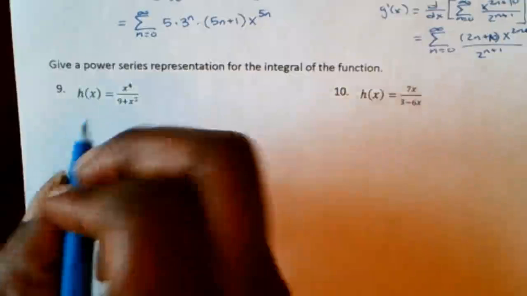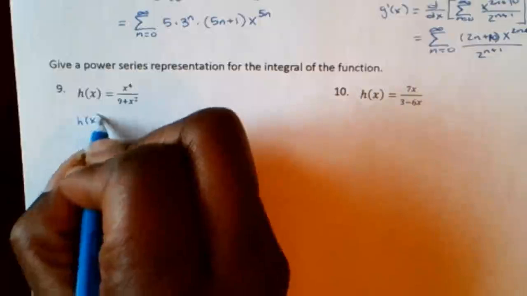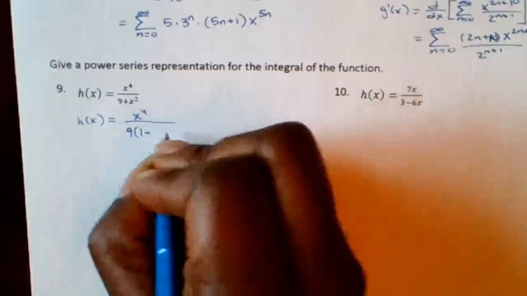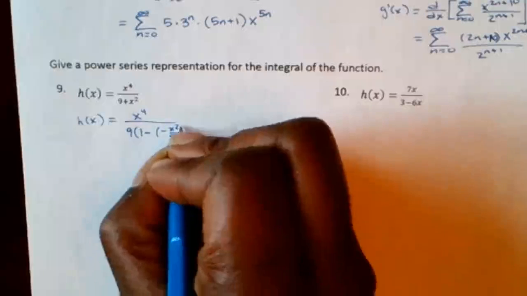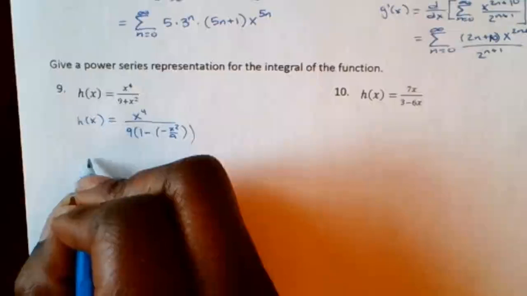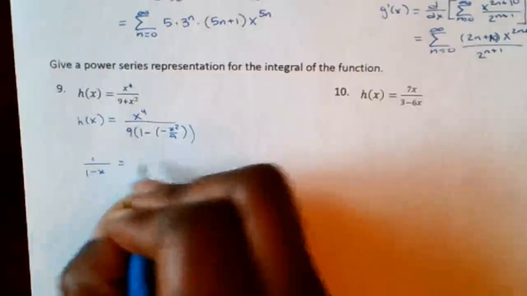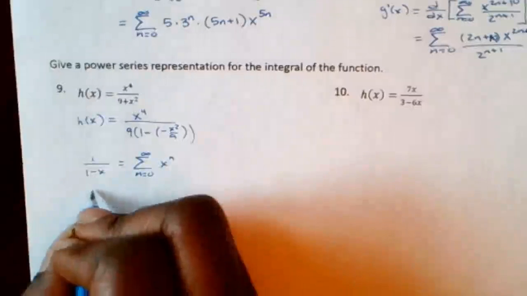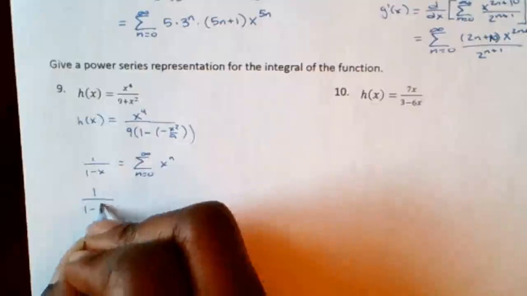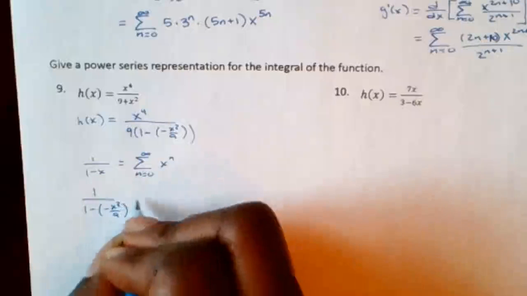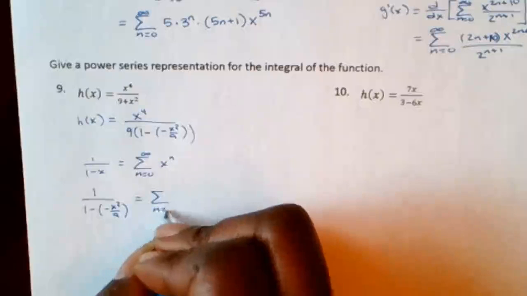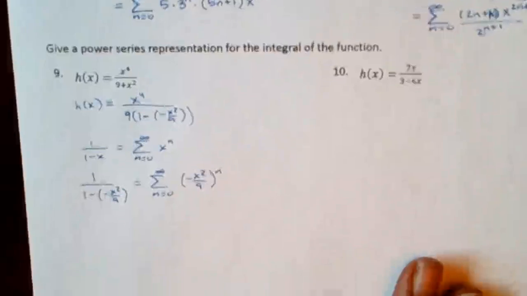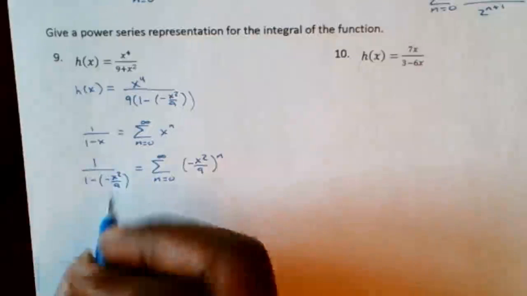And so again, I'm going to build that power series. I'm going to start by rewriting. So I have x to the 4th over 9 times 1 minus negative x squared over 9. And so then I have 1 over 1 minus x is my sum n equals 0 to infinity, x to the n. Then 1 over 1 minus negative x squared over 9 is the sum n equals 0 to infinity, negative x squared over 9 to the n. And then I'm going to multiply that by x to the 4th over 9.